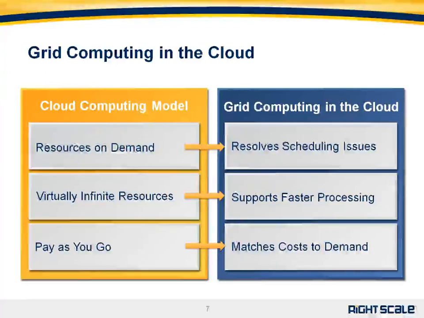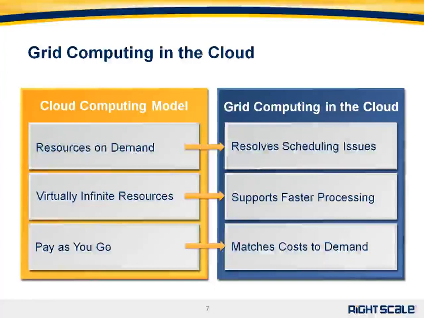So instead of running your grid processing and grid computing in your standard data center, when you move to a cloud model, many of these issues that you were struggling with before in your own data centers actually become a thing of the past. There's no longer a need to purchase enough servers to meet peak demand anymore because resources are available on demand and they can be turned off when you no longer need them.